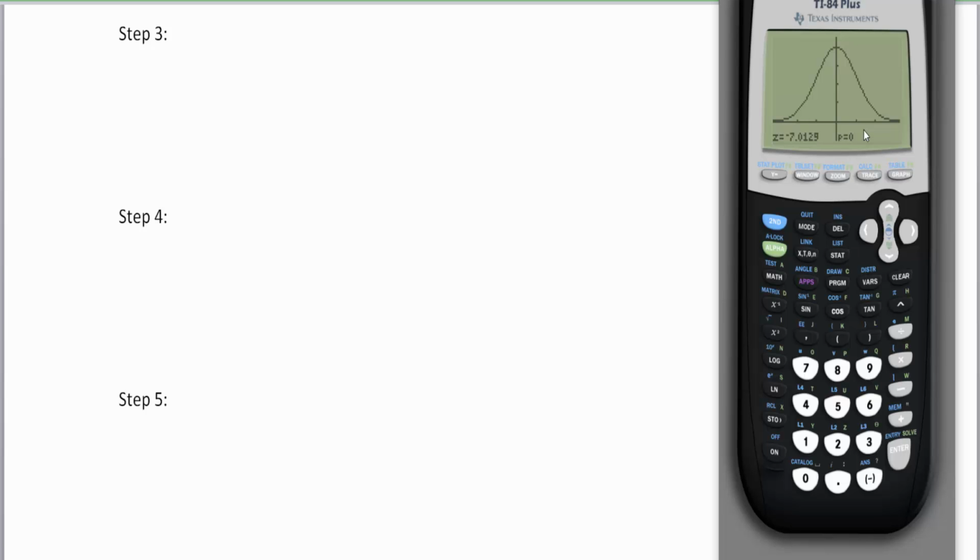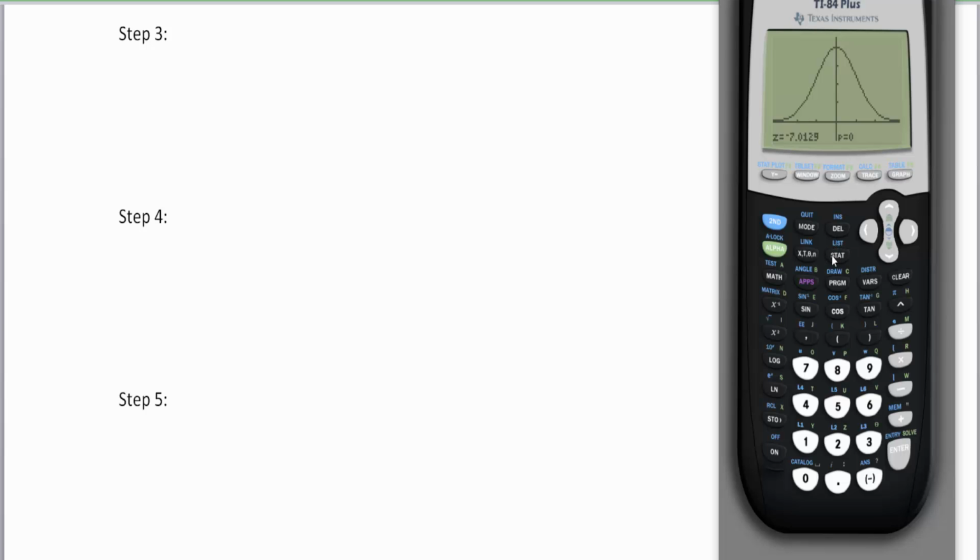In previous videos, I've mentioned something like this about the resolution of a graphing calculator, or computer for that matter. This z-score is 7 standard deviations below the norm. That is highly improbable. But I'm telling you folks, this is crazy small.